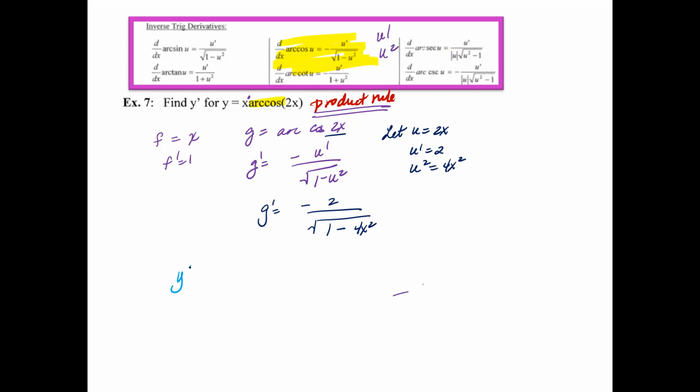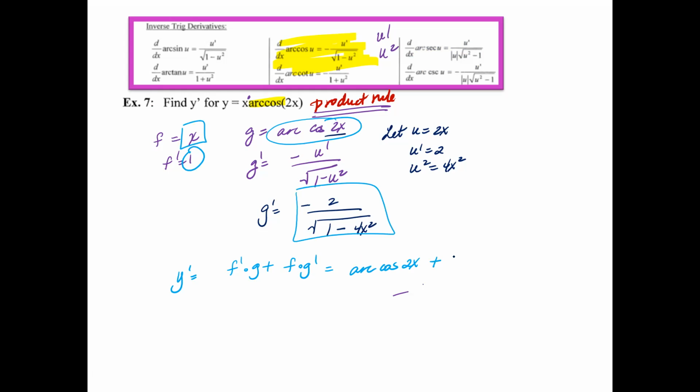So going back to this, y prime is equal to, remember it's f prime times g plus f times g prime. So f prime times g is just going to be an arc cosine 2x plus f times g prime is going to be a negative 2x over square root of 1 minus 4x squared. And that is your answer for example 7.